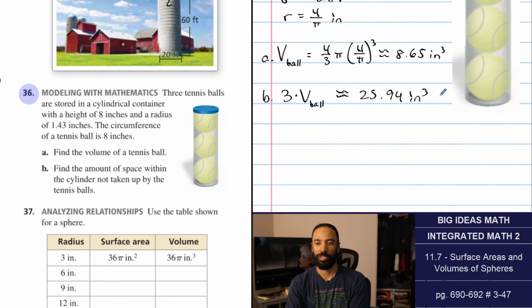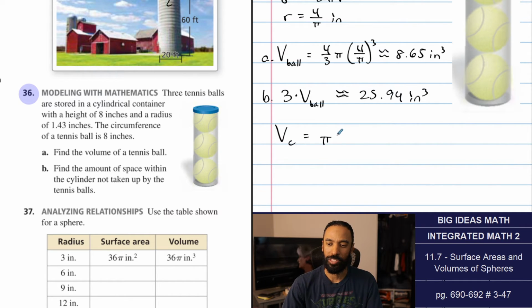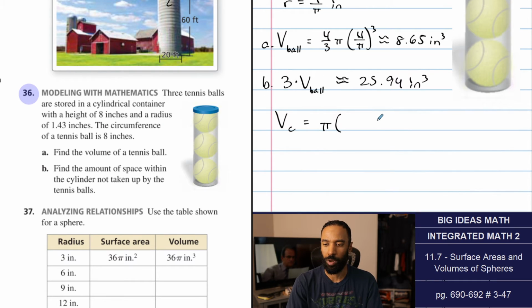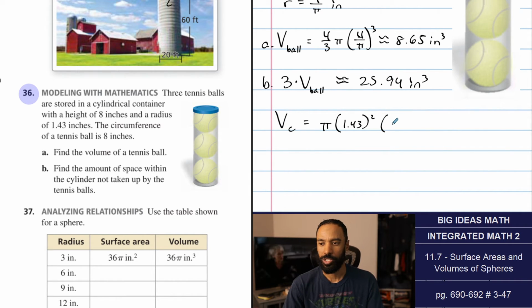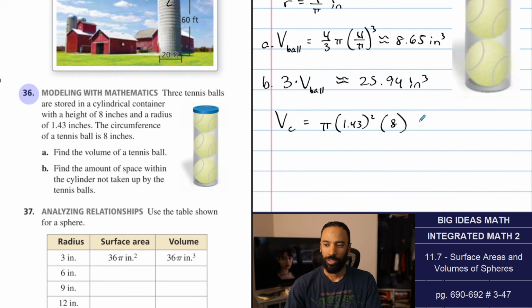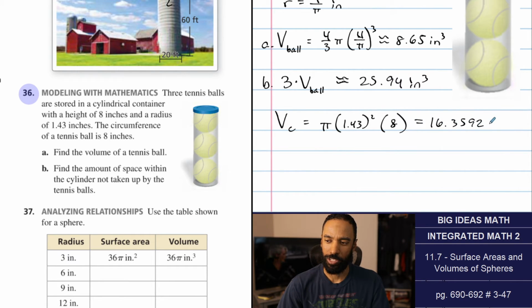So the volume of the cylinder, let's find that. The volume of the cylinder is based off area of base times height. Now the area of base is pi times its radius, 1.43 squared, times the height of this thing, and they said the height of this is 8 inches. So I'm going to write the exact version of that one. 1.43 squared times 8 is 16.3592 pi, and that is also in cubic inches. So volume of that one is that, and the 3 volumes of the balls are this.